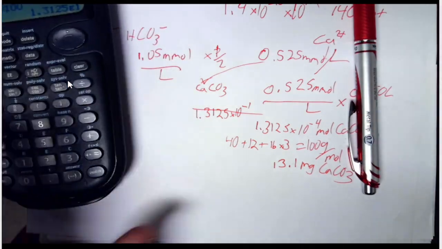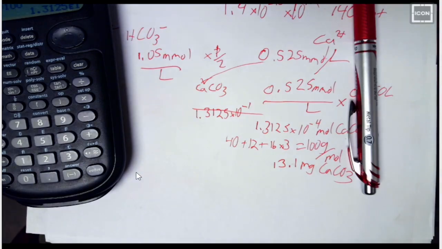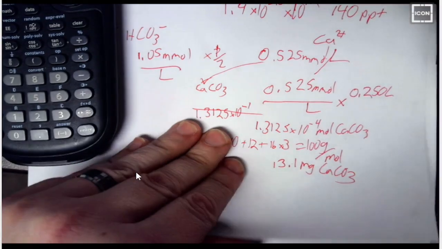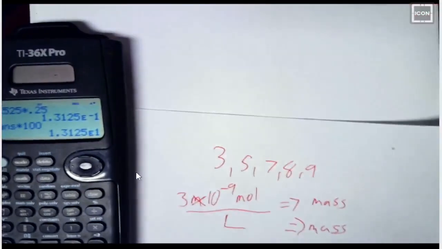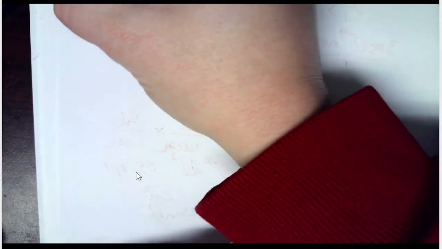13.1 milligrams of calcium carbonate would be left. So that one's a little bit trickier. That's why the assistance is there to try to guide you so you don't go running completely down the wrong rabbit hole as I originally did. You don't need a Ksp, you don't need equilibrium constants, you don't need to figure out the actual concentration of carbonate present based on pH.